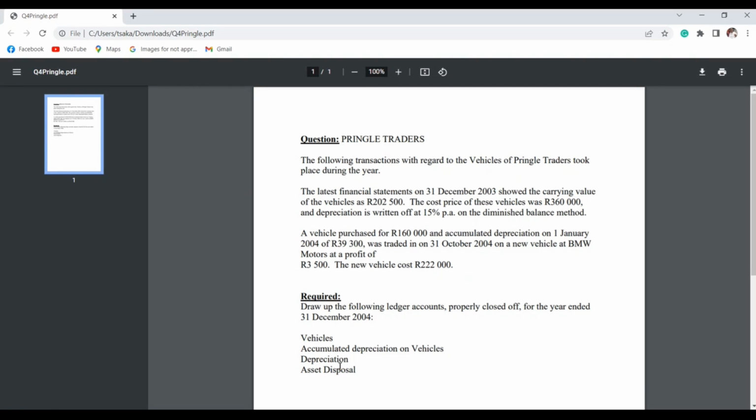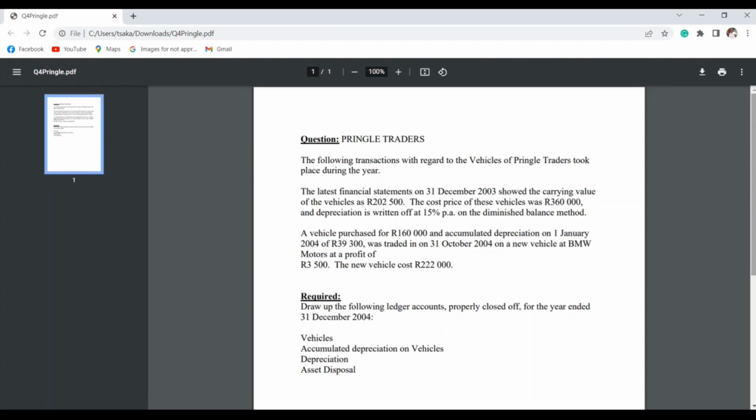So let's go through the question. Pringle Traders, the following transactions with regards to the vehicles of Pringle Traders took place during the year. The latest financial statements on the 31st of December 2003 showed the carrying value of the vehicles as 202,500. The cost price of these vehicles was 360,000. And depreciation is written off at 15% per annum on the diminishing balance method.